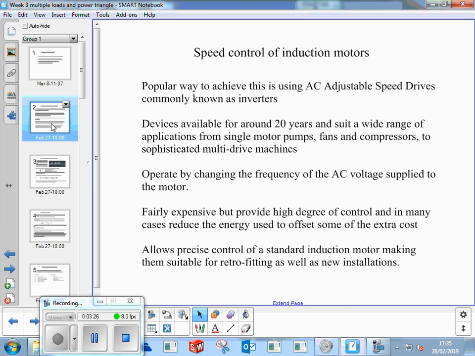Now, they are fairly expensive. They provide a high degree of control, and they can also save on energy. The energy saving from them can help to offset that extra cost. And you can have precise control of speed. So instead of, for instance, on an impeller fan application, running the motor flat out and opening and closing the flap to vary the flow, you can run the motor at the speed you need to get the flow you want. Or with a pump, you run the motor at the speed you want to get the flow you want.